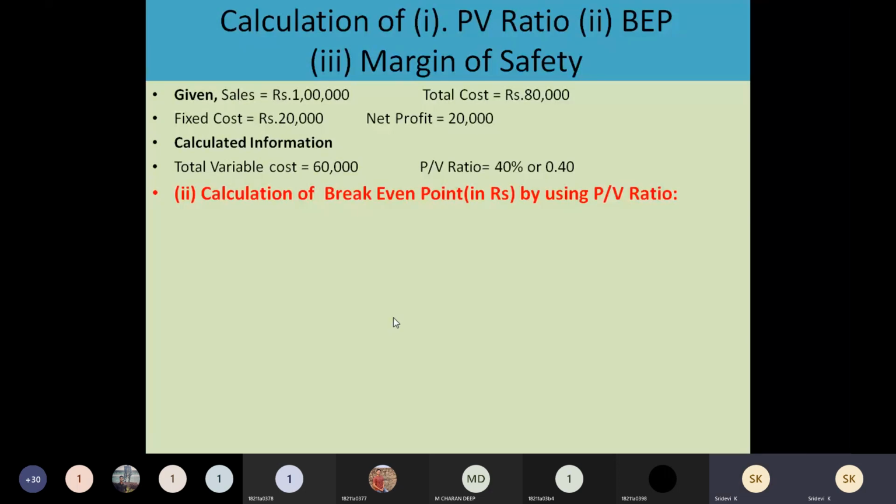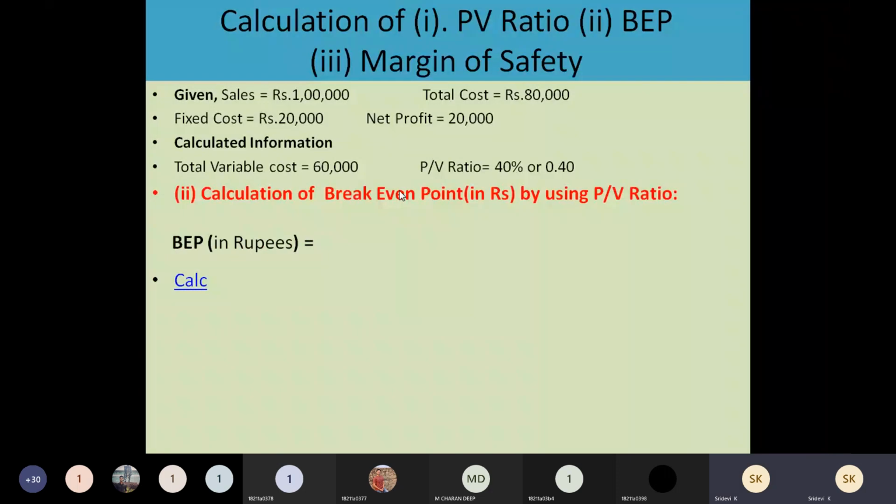So once you have a PV ratio value, you can use this fifth formula that I have given you in the list to calculate in rupees. So you keep in mind that whenever you use PV ratio and you are going to find out the break-even point, the result will be in rupees. Okay. So whatever the result that you are going to get for calculating BEP, it will be in rupees. This is most important, you have to keep in mind.